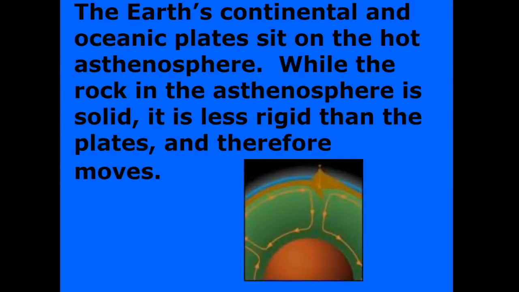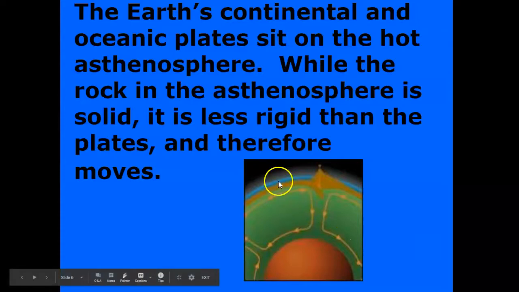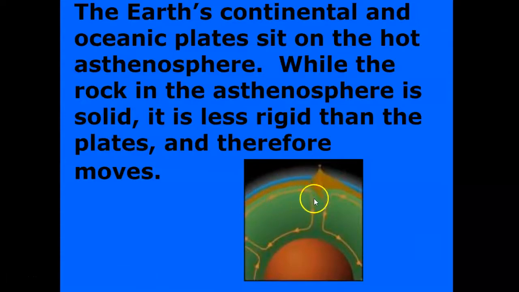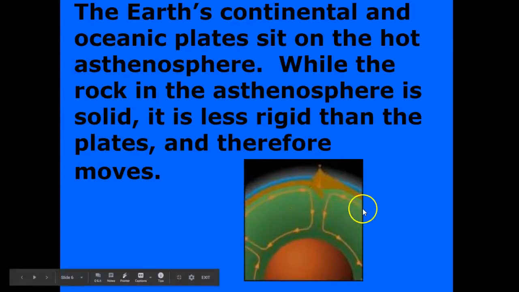So the oceanic and continental plates sit on top of the asthenosphere, and as the rock in the asthenosphere softens and moves with these convection currents, it drags the plates with it. Now remember, it's going to take them in the same direction that the plate is moving. So if I look at this diagram, this plate is moving down, so this convection current is moving inward. This plate is colliding, so it's also moving towards it.